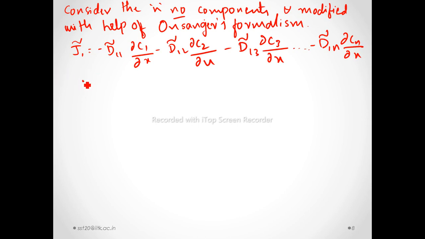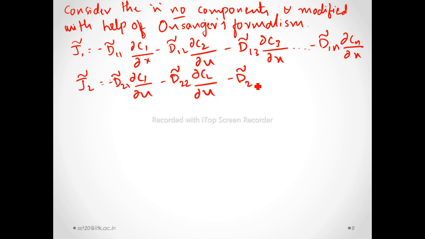And for J2 tilde, I can write it as minus D tilde 21 dou C1 by dou X minus D tilde 22 dou C2 by dou X minus D tilde 23 dou C3 by dou X, up to minus D tilde 2n dou Cn by dou X.